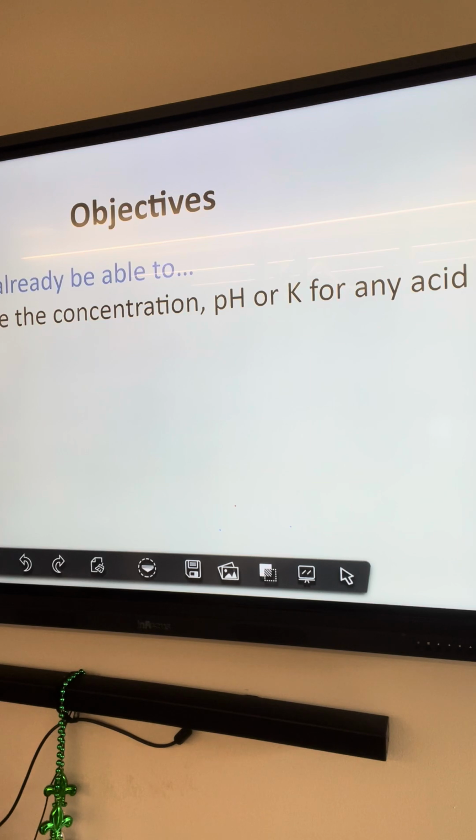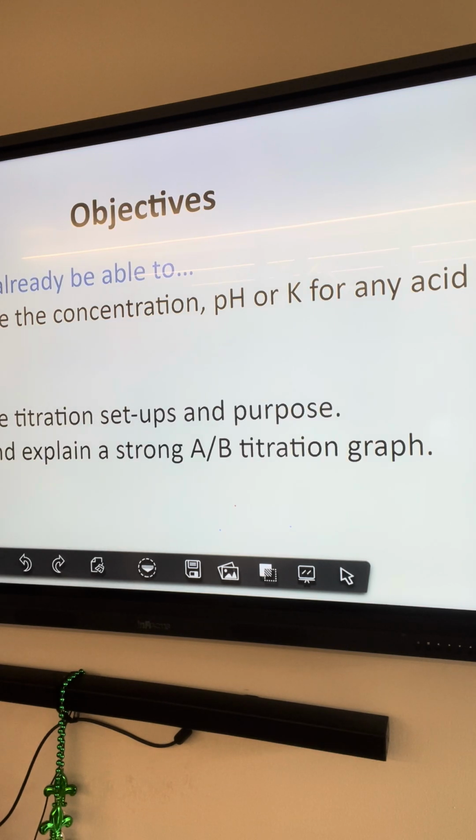We can go through this one fairly quick. We want to calculate the concentration.